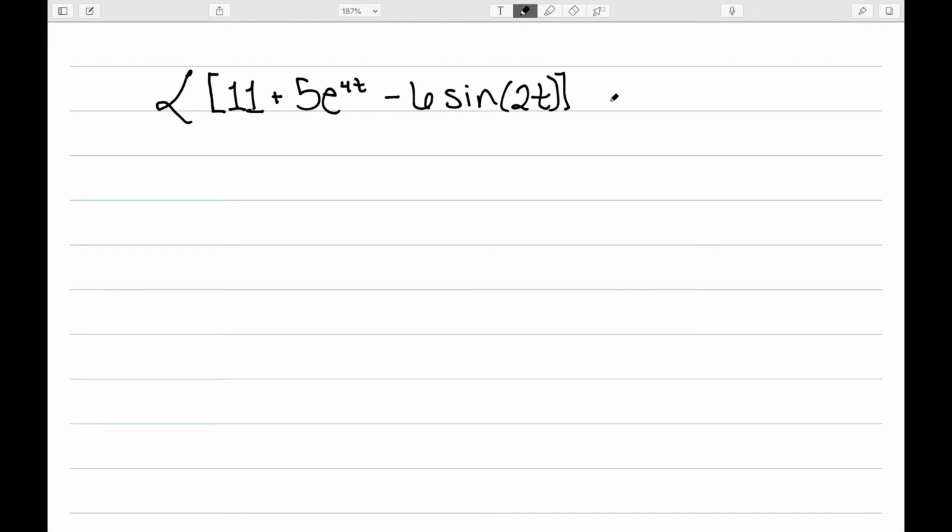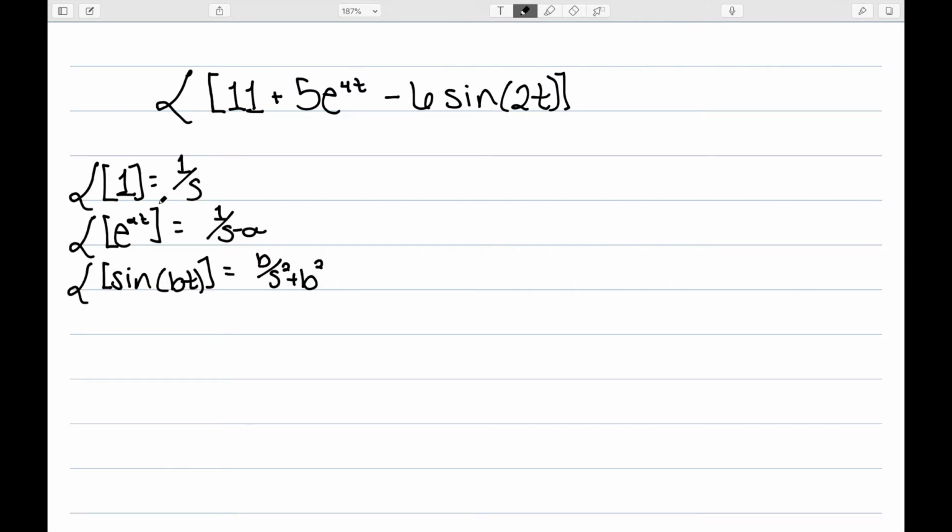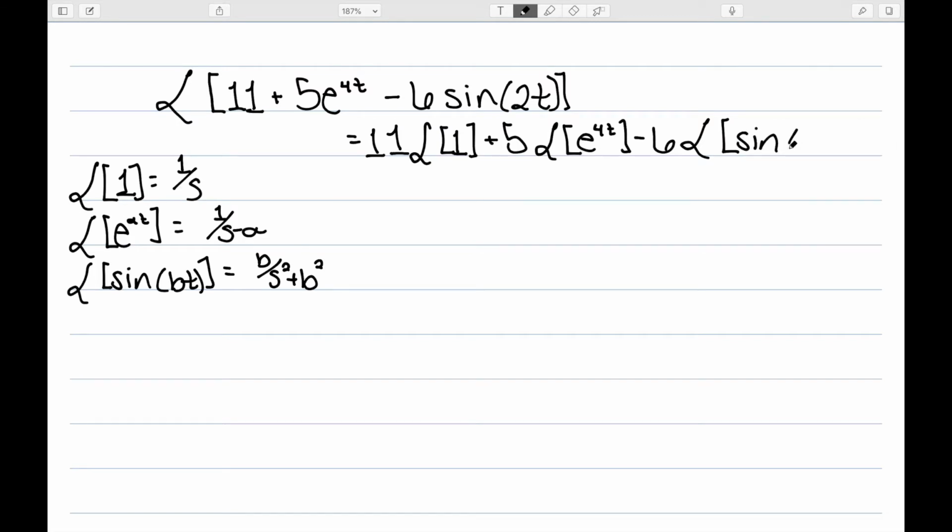I want to find the transform of 11 plus 5 e to the 4t minus 6 sine 2t. In my last video, I had done all three of these transforms, both defined them and derived. And this is what I'm going to use. Using linearity, this one here will be 11 times the transform of 1 plus 5 times the transform of e to the 4t minus 6 times the transform of sine 2t.